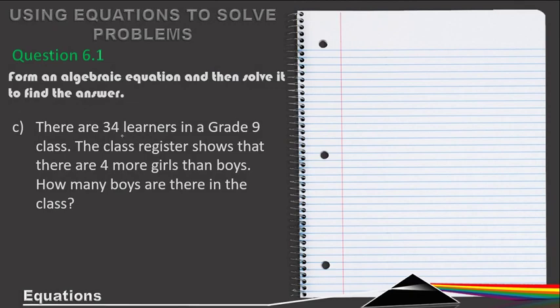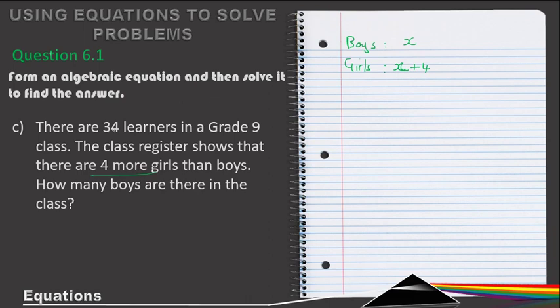Right, so there are 34 learners in a grade 9 class. The class register shows that there are 4 more girls than boys. How many boys are there in the class? So this is done in exactly the same method that we did previously. If I say boys and girls, then if there are 4 more girls than boys, let's say boys are x amount and girls are 4 more. So how many boys you have and add 4 more girls. That's the amount of girls.